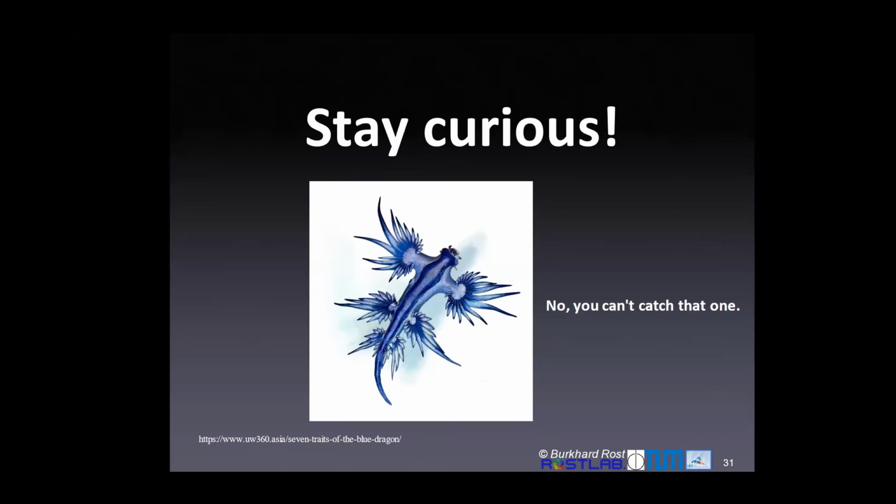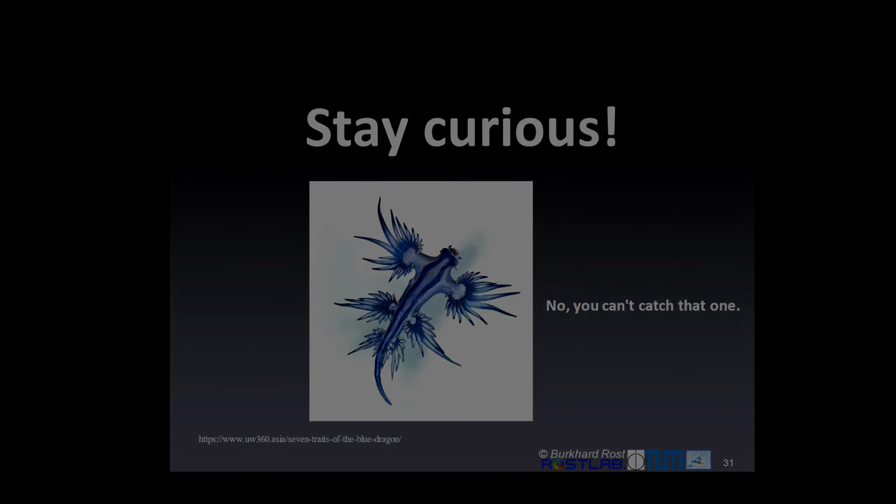So this is no Pokemon, even though it looks a little bit like this. Some of the students who already participated in the winter semester lecture might remember this one. So this is the blue dragon. It's highly poisonous, so don't touch. And that's it. Thanks.